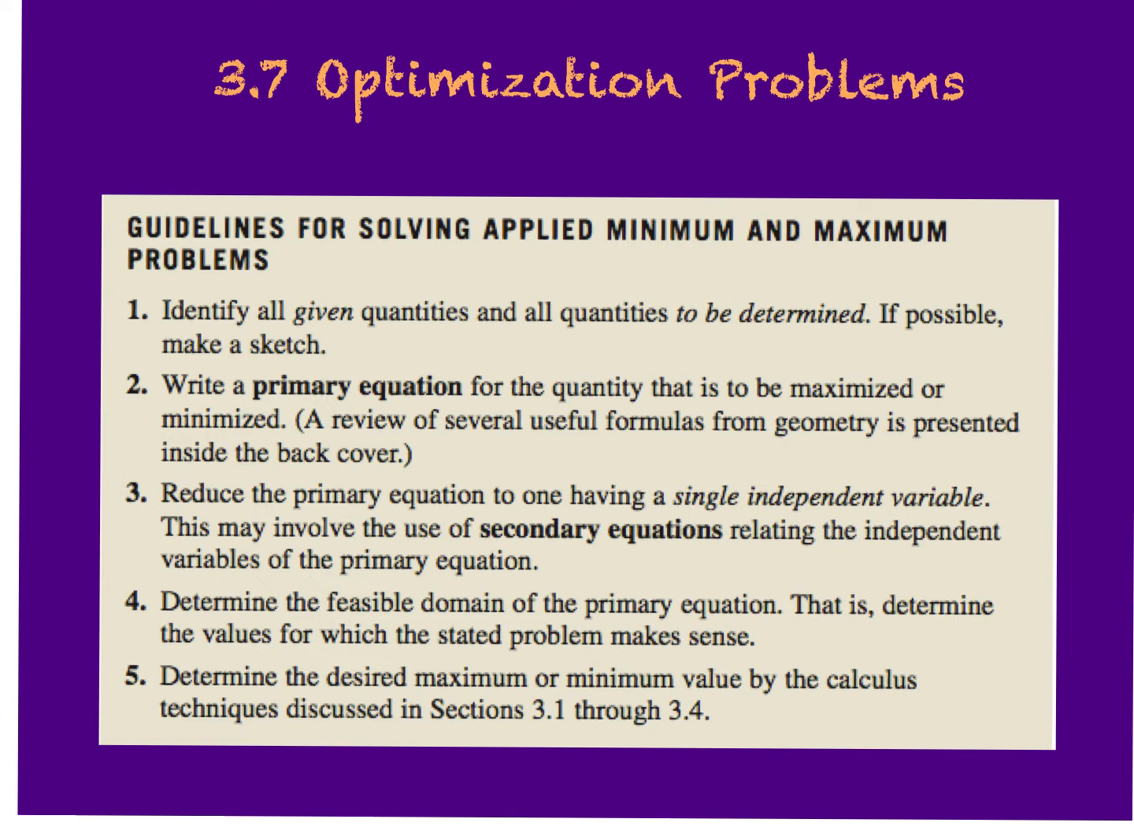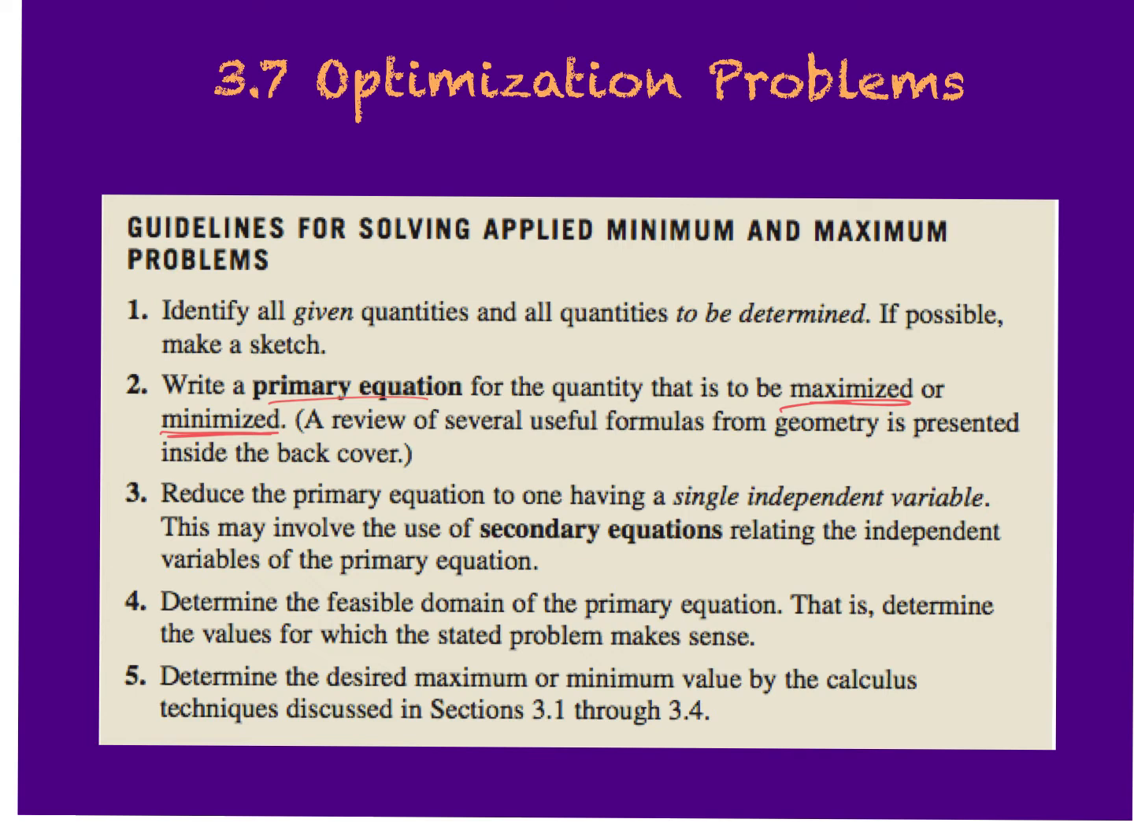Yeah. 2. Write a primary equation for the quantity that is to be maximized or minimized. A review of several useful formulas from geometry is presented inside the back cover. All right, so we need a primary equation. That is what's being asked to be minimized or maximized. That will be the one that we finally take a derivative of.